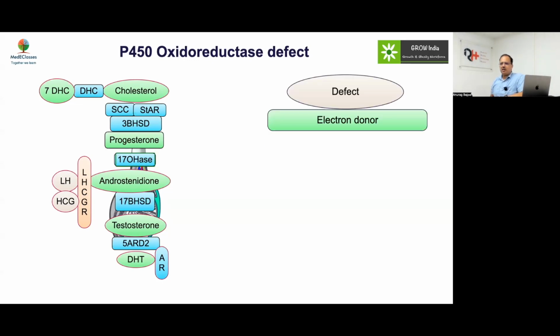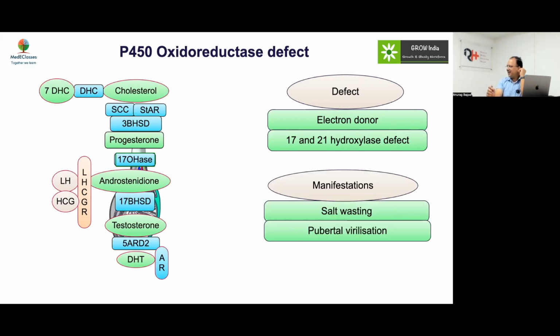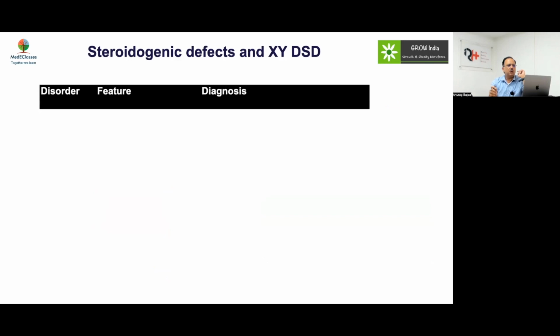Oxidoreductase is what we were discussing as a cause of skeletal dysplasia. It's actually not an enzyme, it's an electron donor. So it will result in deficiency of 3 enzymes: 17, 21 and aromatase. A combination of 17 and 21 deficiency will cause XY-DSD with salt wasting, which is usually milder. Pubertal virilization may again happen, and levels of 17-OHP and progesterone will give you the clue.